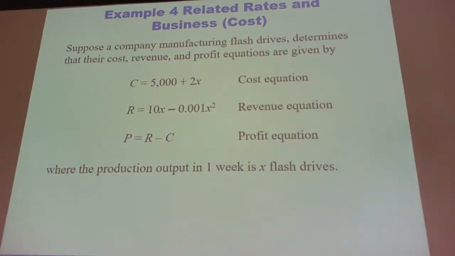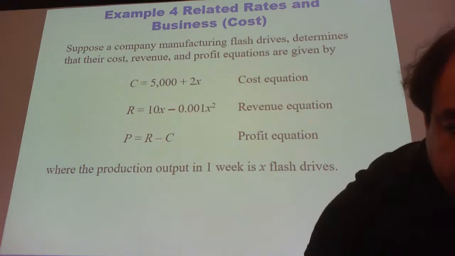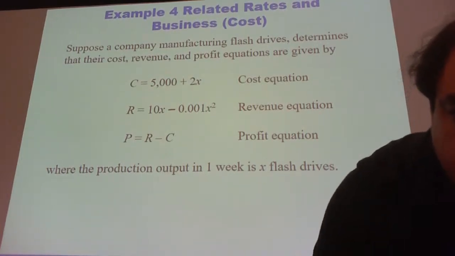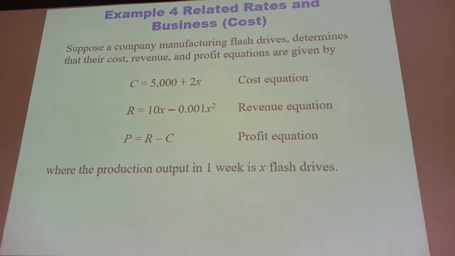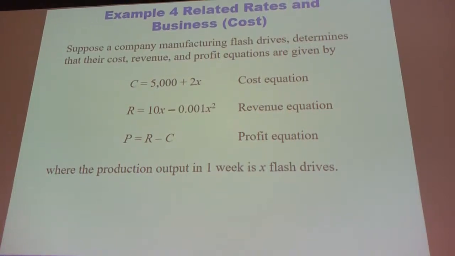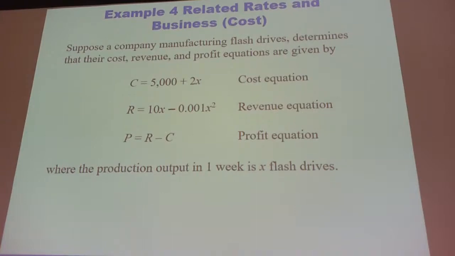All right, so we're going to finish the last section, and the last section is 3.6, and the last part of 3.6 is example 4, related rates in business, looking at cost, revenue, and profit. So suppose a manufacturing company does flash drives, and you determine that their cost, revenue, and profit equation is given by here.